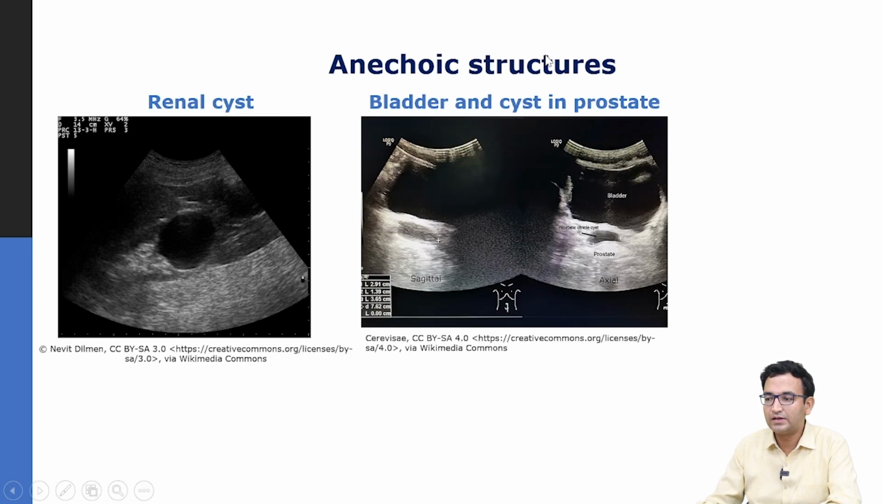Now, let us look at some anechoic structures in the body. So, here is a cyst in the kidney or a renal cyst, which is anechoic. There is not much signal emanating from this cyst because it is fluid filled. Here is an image of the bladder, which is fluid filled and therefore anechoic. Here is another image of the bladder and also a cyst present in the prostate gland. So, this cyst is also fluid filled and therefore, this is also hypoechoic relative to the background.